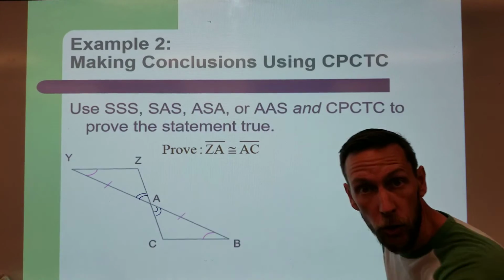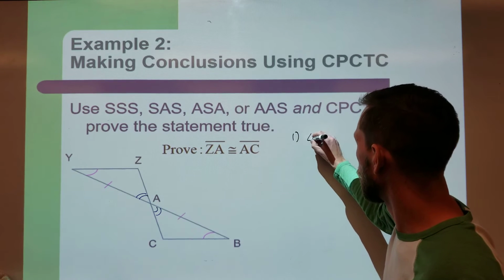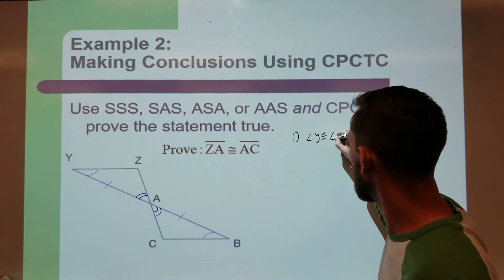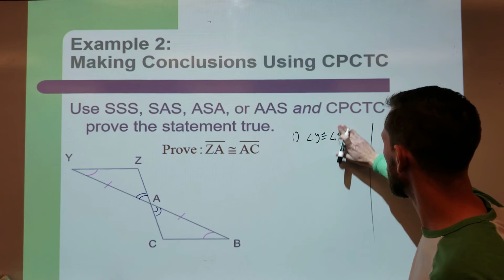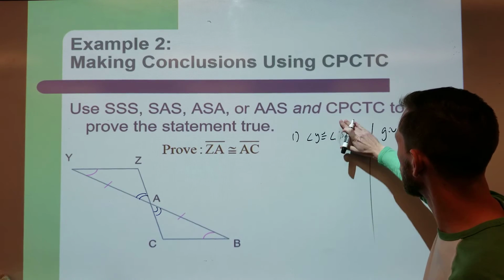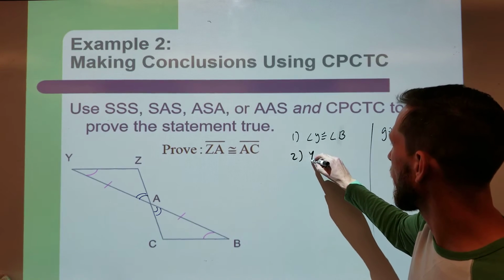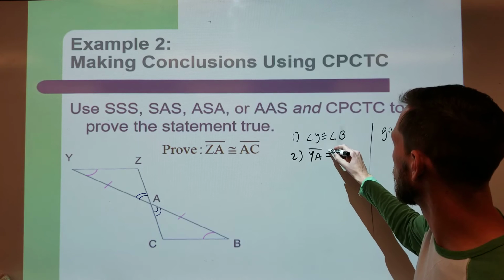So again, talking through the proof, thinking through it before we begin. Step 1, angle Y congruent to angle B. The B didn't come out well, let me fix that. That is given. I didn't fix it very well, did I? I'll write it one more time. Step 2, YA is congruent to BA.